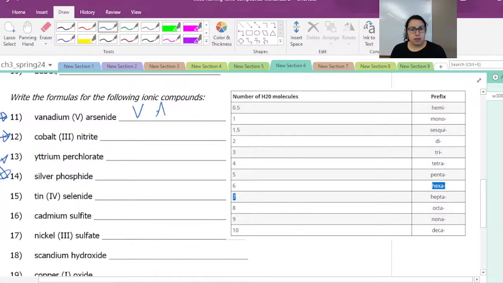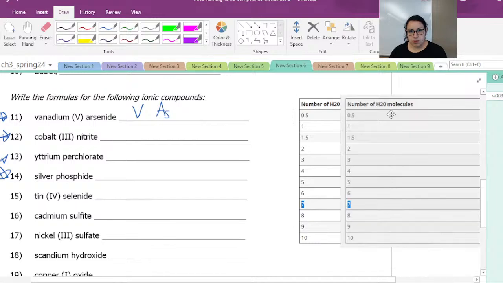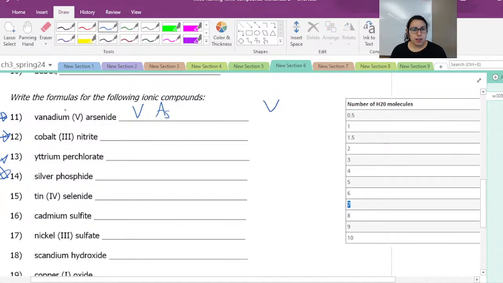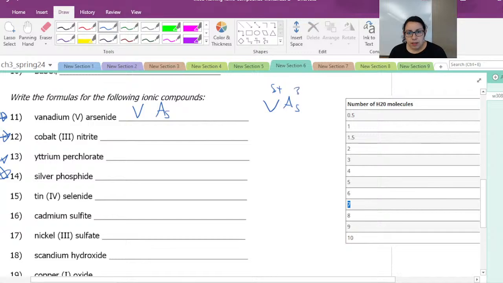So VAs, and then you only have a 5 on the arsenic? Yeah. So we need to balance it. And so let's do some scratch work. So we have vanadium, and they said it was 5 plus. And then if we go to arsenic, what's the charge on arsenic though? Right, arsenide, so we have to go to our periodic table. So what's the charge on these? So -3.